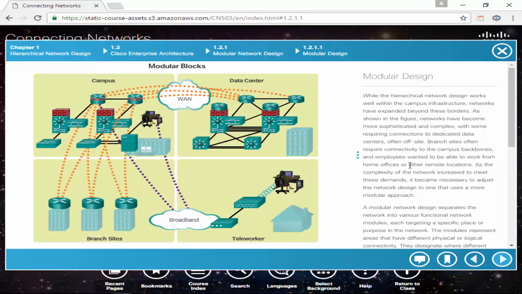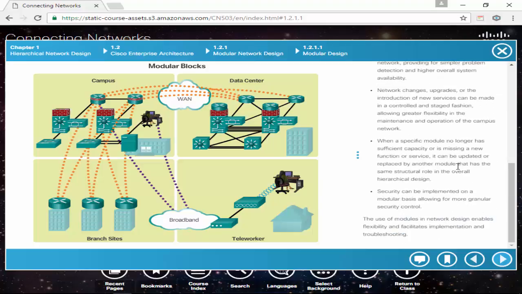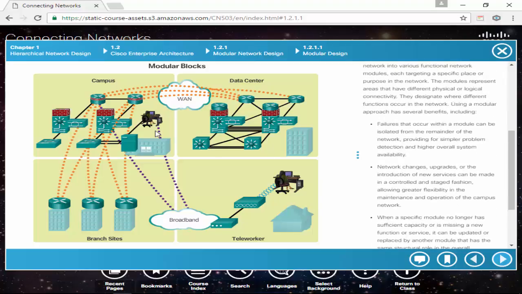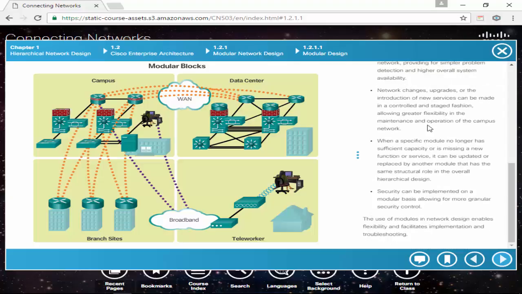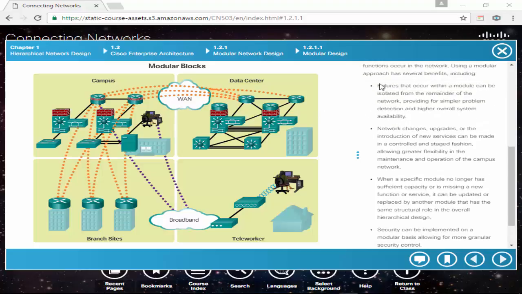And so modular design. When we're designing it, we can break it into modules such as campus, data center, teleworker, and branch. Those aren't the names we're going to be using, but it helps us build these better, I guess. Basically, it's just breaking them into functions. So some of the benefits of using modules.